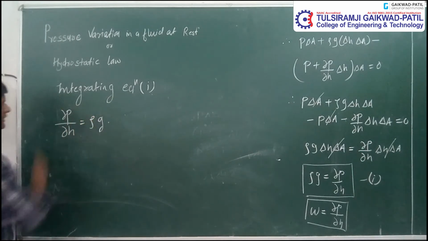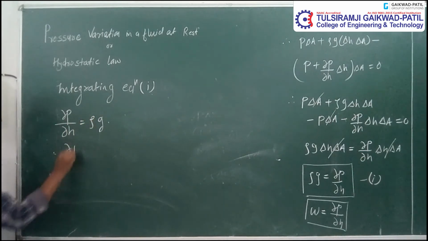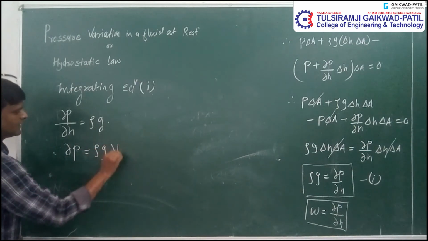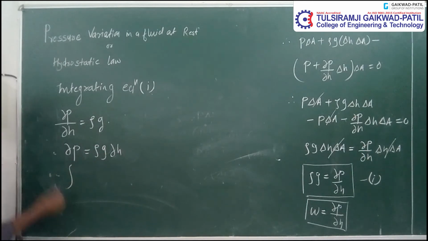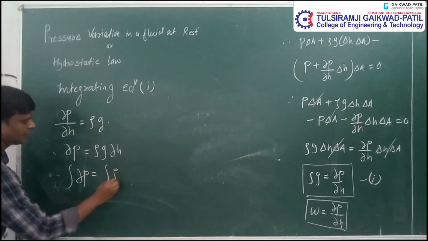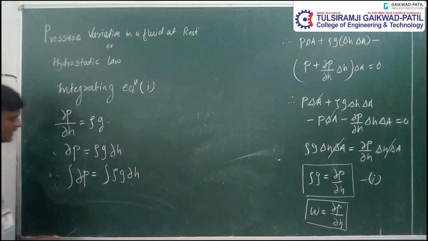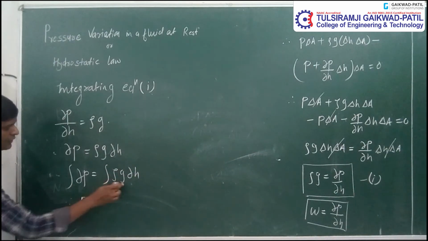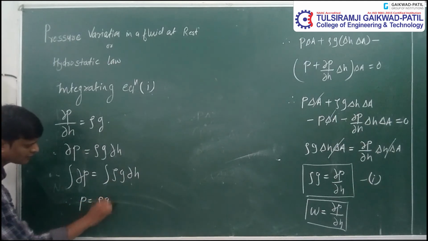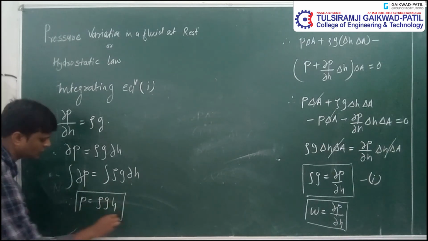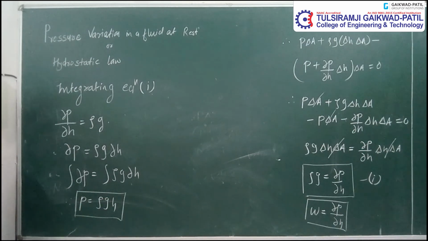Rho into g. Therefore, again we can write del P is equal to rho g into del H. Therefore, after integration, this is the integration sign, the integral of del P is equal to the integral of rho g into del H. Integration of del P is P, rho into g is a constant term, therefore this gives H. So P equals rho g H; this is the equation for the hydrostatic law.